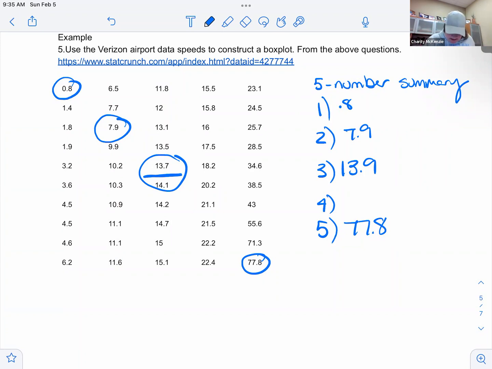So same idea for this way. I have to count 1, 2, 3, 4, 5, 6, 7, 8, 9, 10, 11, 12. So this one, 21.5.